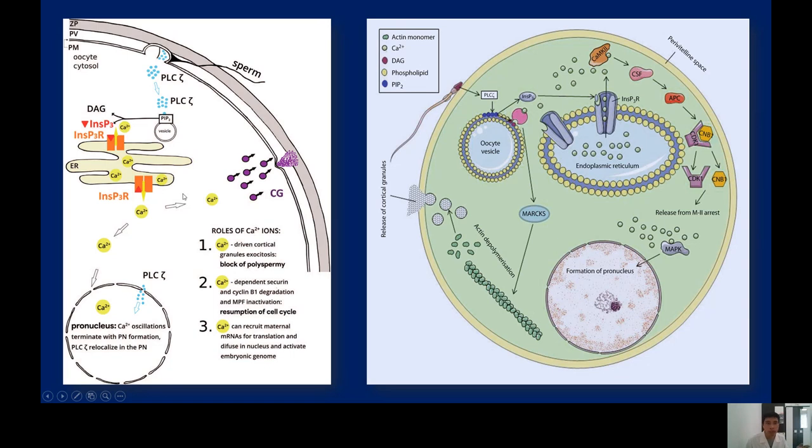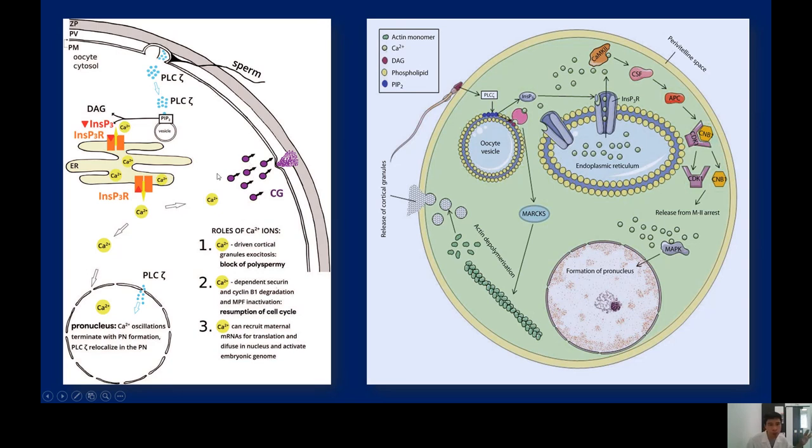So once the calcium is released by the endoplasmic reticulum and its concentration is increased in the cytoplasm of the zygote, it will trigger many kinds of metabolic reactions. What is the importance of the increase of calcium ions in the cytoplasm? First, the calcium will drive the cortical granules exocytosis.